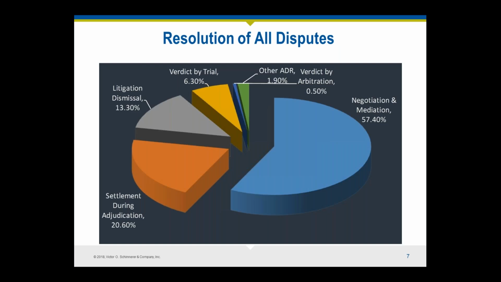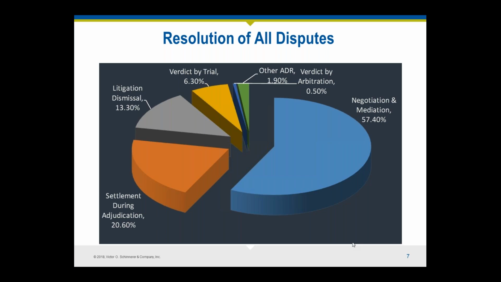I thought it would be interesting to look at a chart that shows over a 10-year period how claims against our policyholders have been resolved. If you look at this chart, you can see that the majority of claims are settled through negotiation and mediation. That's about 57%. And only about 6% are litigated. Those are cases that result in a verdict by trial, either by a judge or a jury. And less than 1% are actually determined through arbitration.